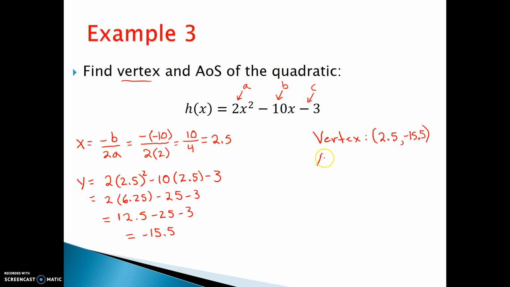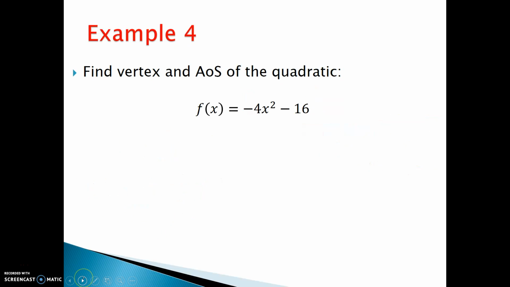Right, and quickly let me just finish off my axis of symmetry. Again, x equals, and this is coming from the x value of the vertex. It's going to be 2.5. So actually, when you're working these out, as soon as you find your x value right here, you can kill two birds with one stone. Write your vertex, well, half your vertex, and complete your axis of symmetry. All right, let's move on to the next example.